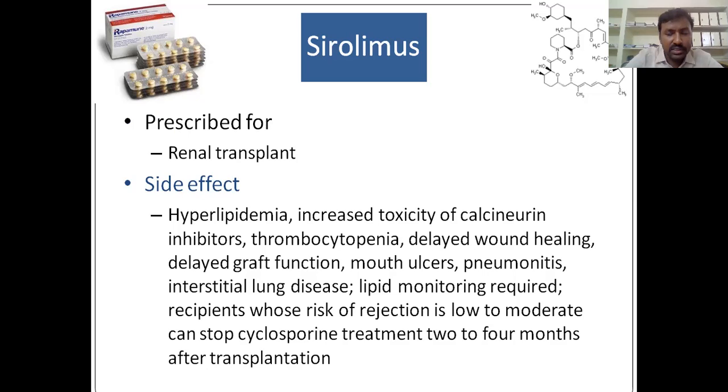If you observe the side effects, these are the side effects: hyperlipidemia, increased toxicity of calcineurin inhibitors, thrombocytopenia. Whatever side effects we discussed earlier for the calcineurin inhibitors apply here as well. Also thrombocytopenia, mouth ulcers, pneumonitis, interstitial lung disease, and lipid monitoring required. So these are the side effects.